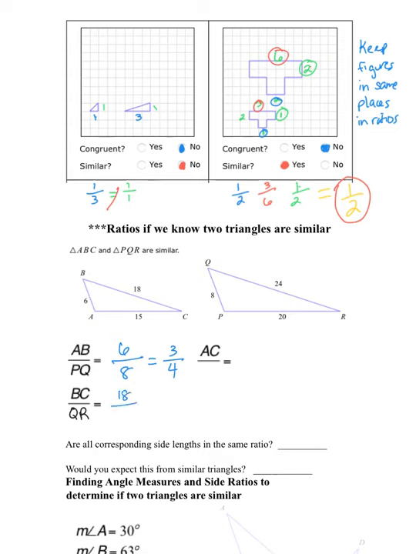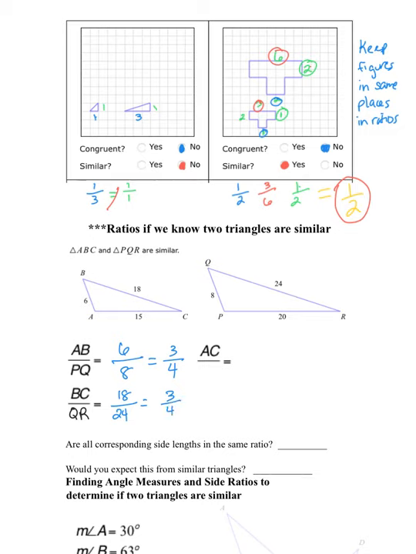And QR is 24. See how we're keeping triangle ABC in the numerator on each piece. All right, let's divide. Is the ratio the same? It should be. Divide by 6, because that's a common factor, and you get 3/4.